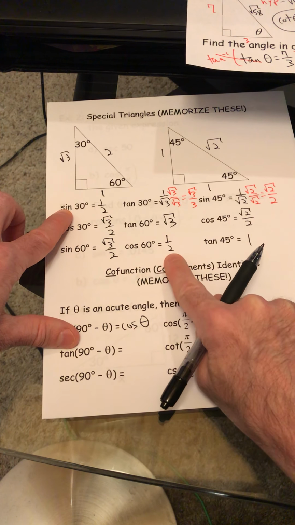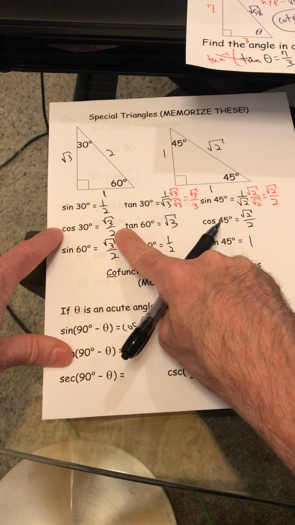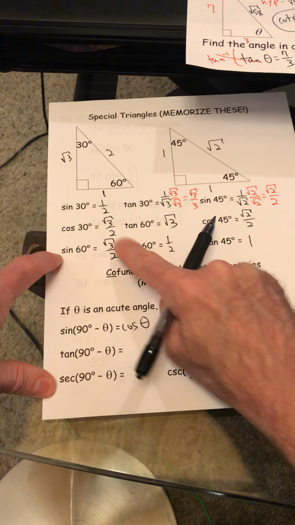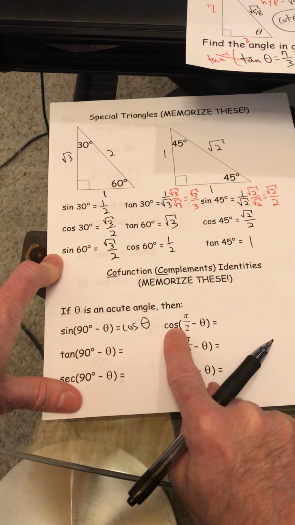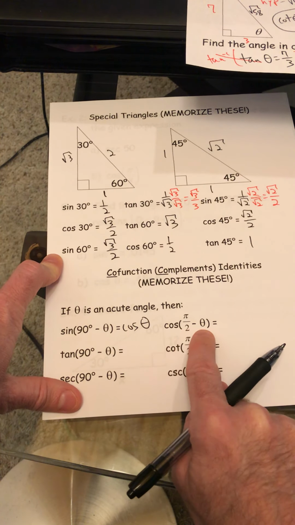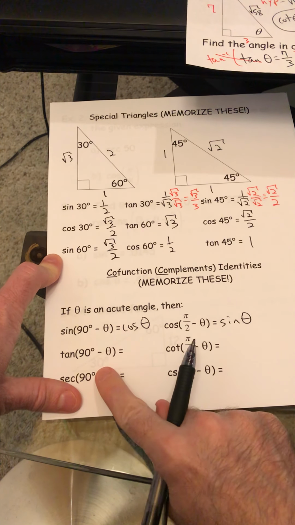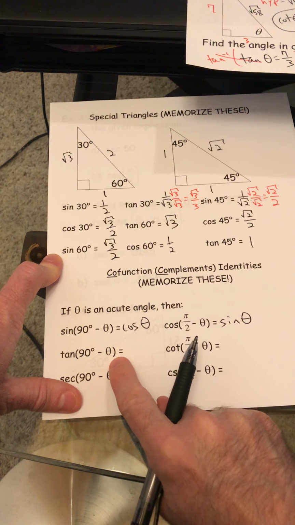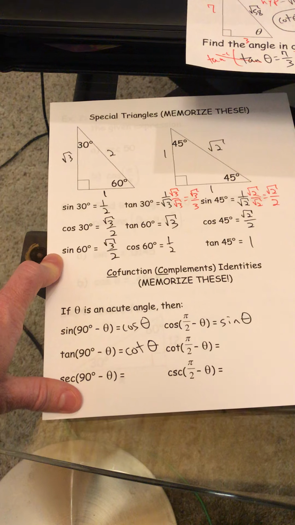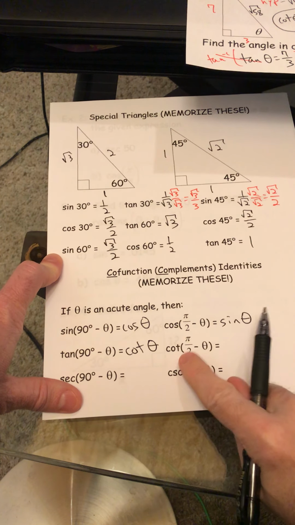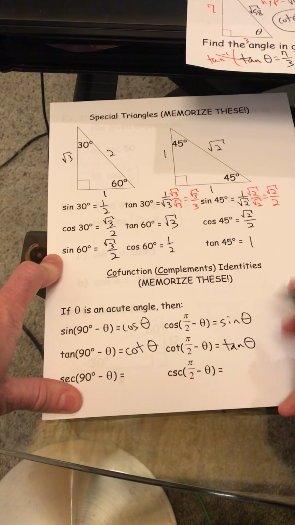The value of sine and cosine at 30 and 60 is the same. Just like right here, cosine 30, sine of 60. These are also the same. So the sine of 90 minus theta is cosine. The cosine of pi over 2 minus theta is sine. Tangent of 90 minus theta is the cotangent of theta. And then cotangent of pi over 2 minus theta is tangent.